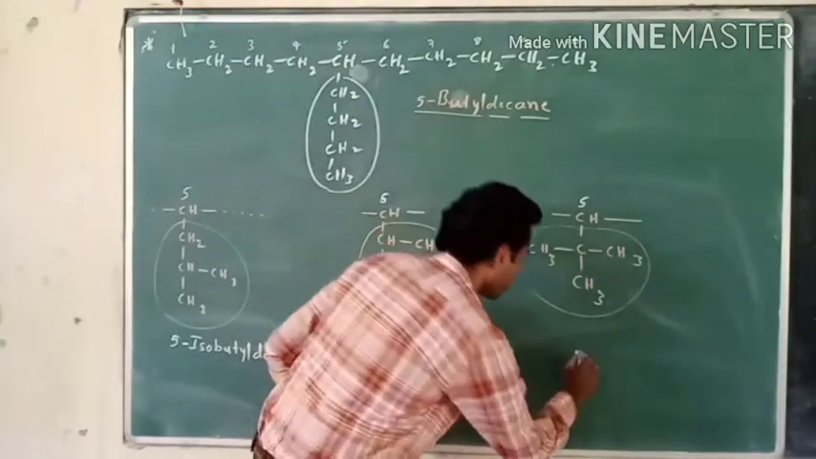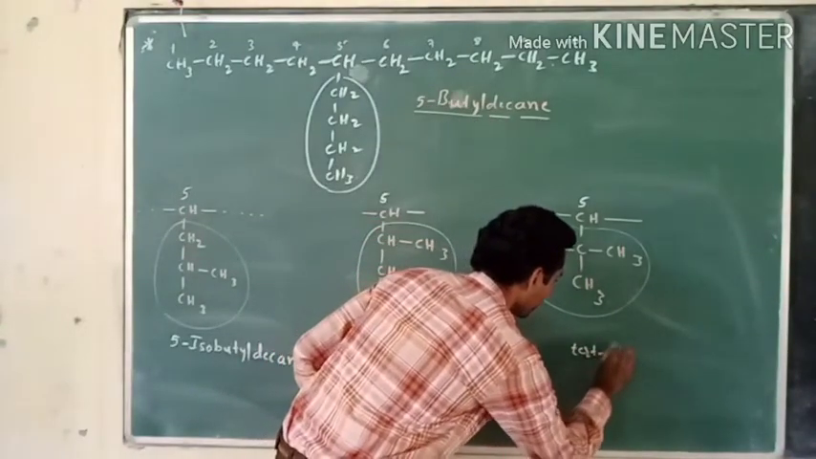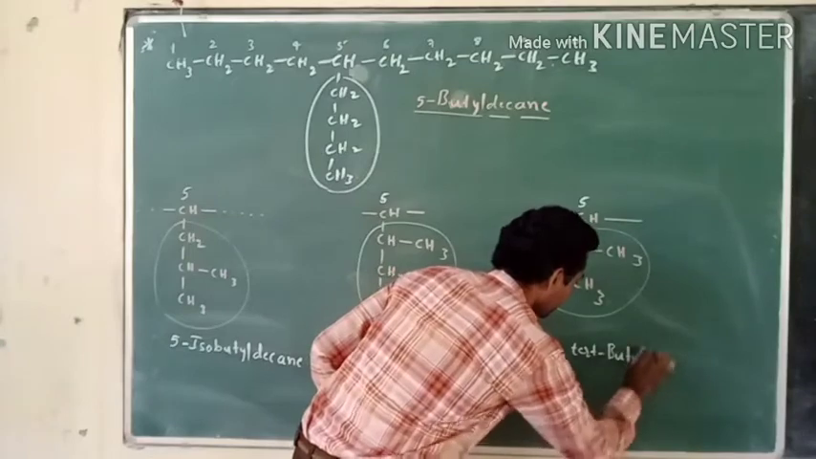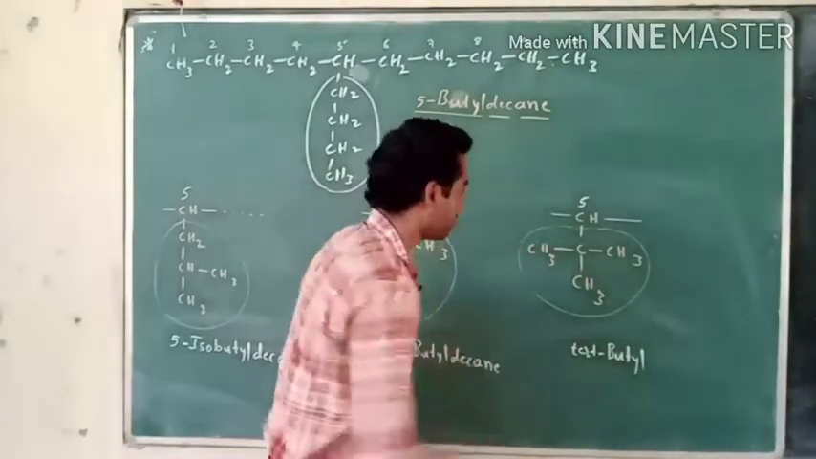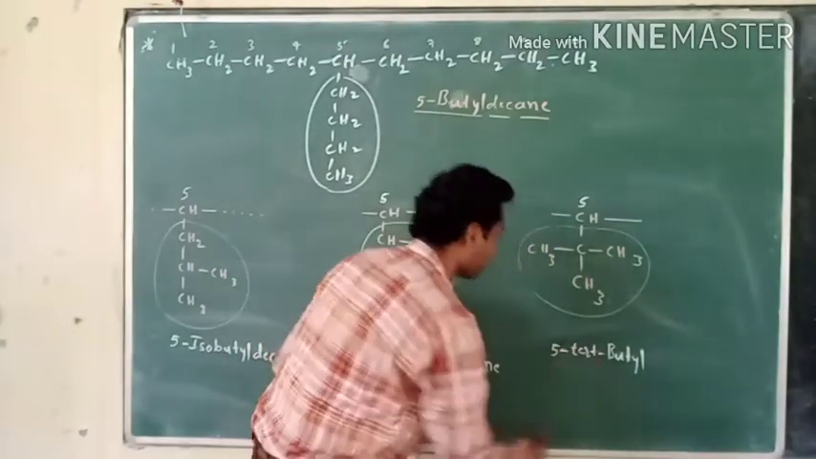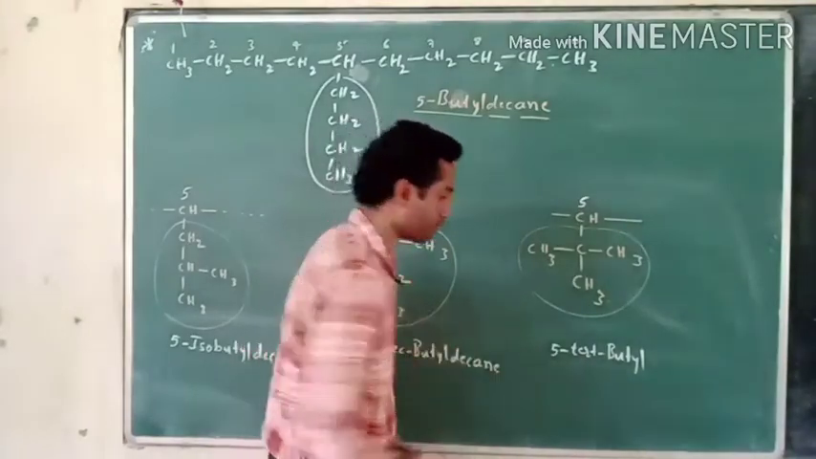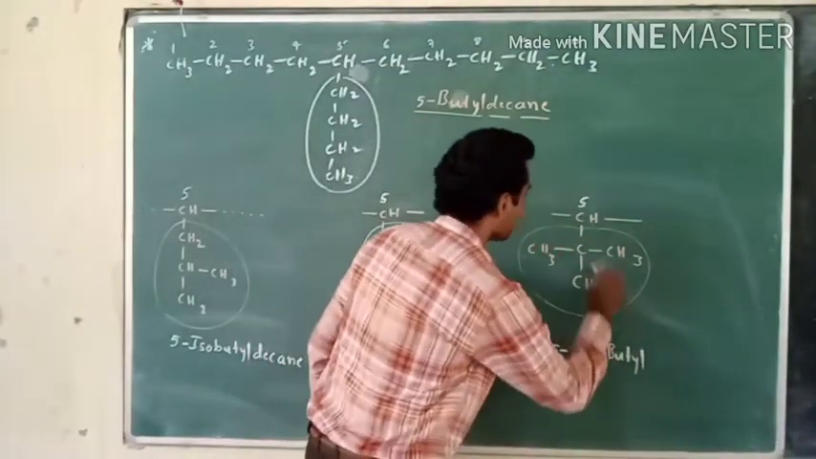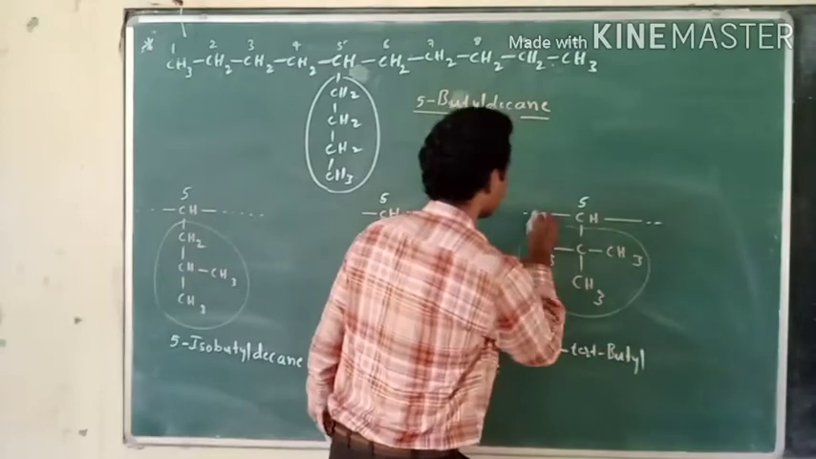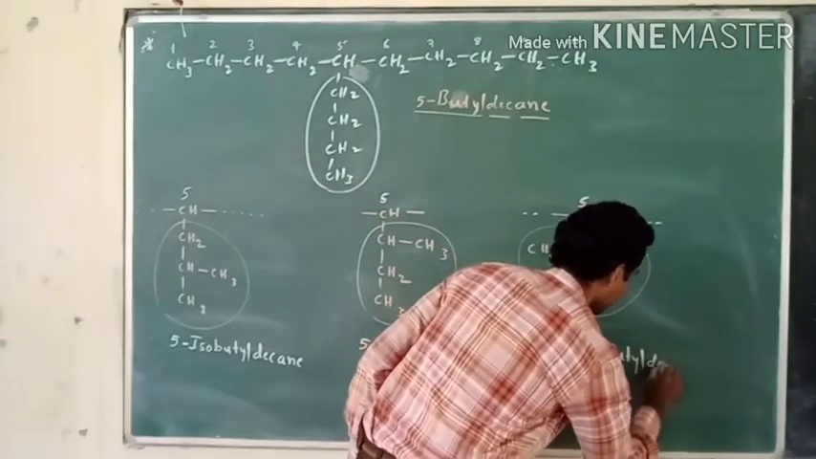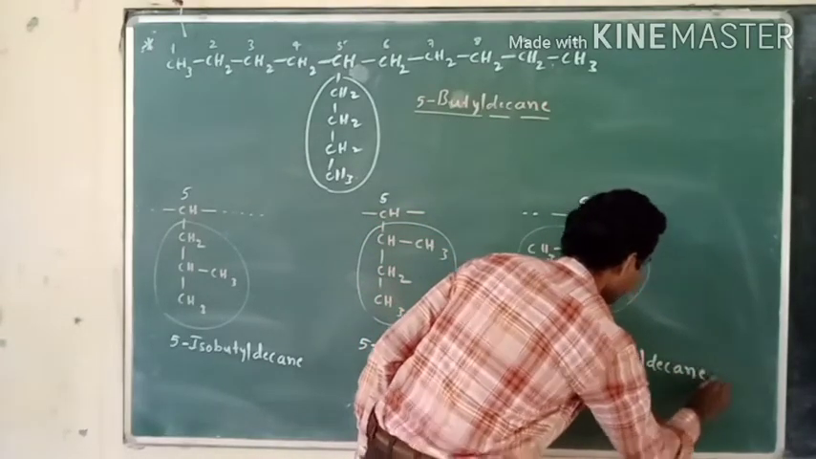Right. So tert-butyl, tertiary butyl. To which carbon is it attached? At the 5th position it is attached to the main chain. So the name of the root word is dec. Ane is the primary suffix.